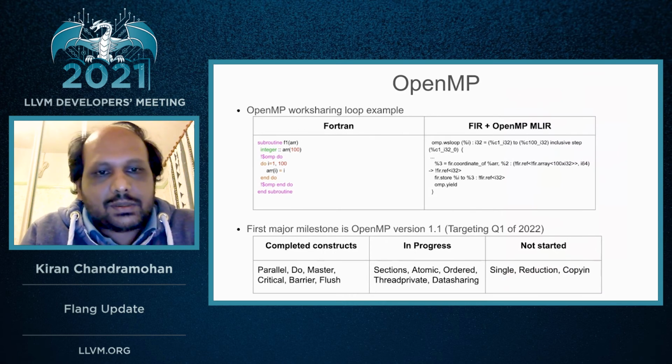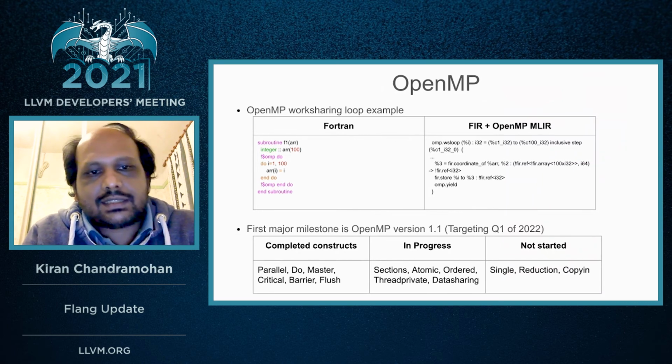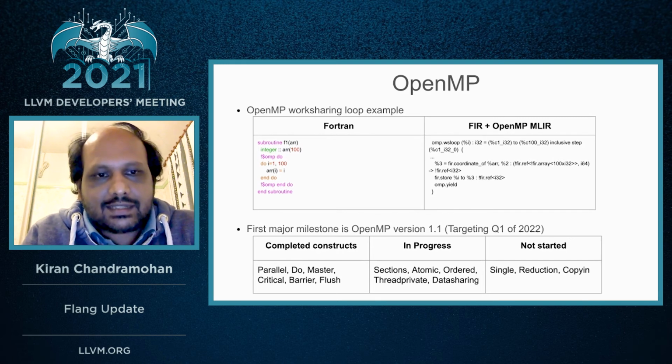The second table shows the status of the implementation of these constructs and clauses. We have 3 columns. The first column is the completed constructs. We have completed parallel, the work sharing loop, master, critical, barrier, and flush. We have the sections, atomic, ordered, thread private, and various data sharing clauses in progress. Work on single, reduction, and copy-in is not started.